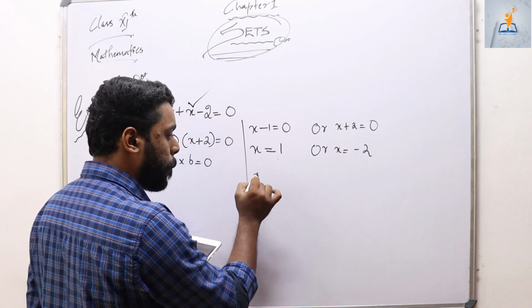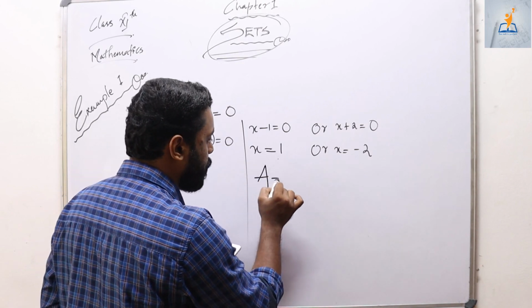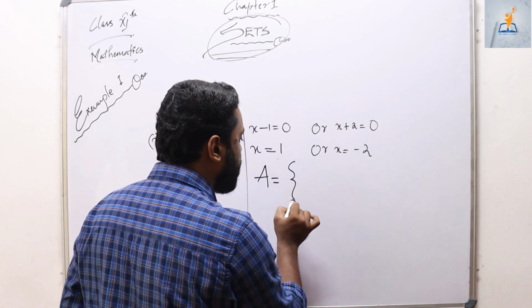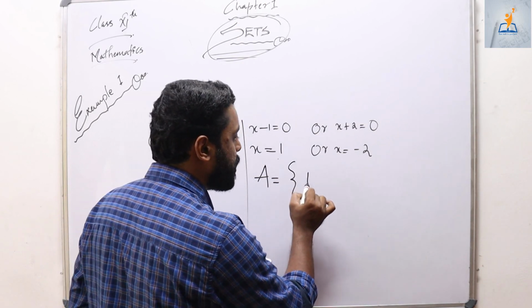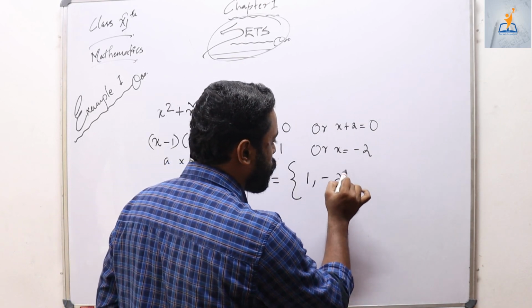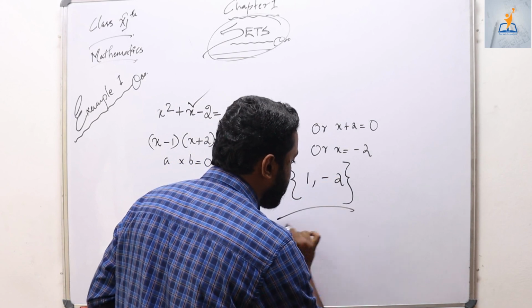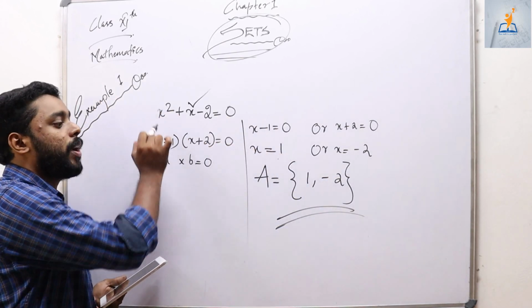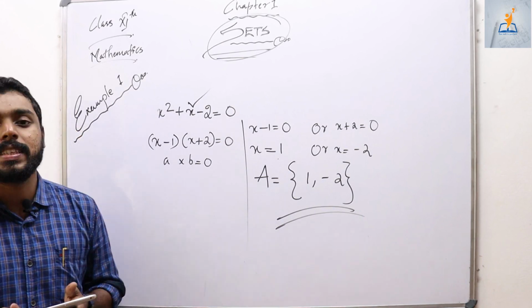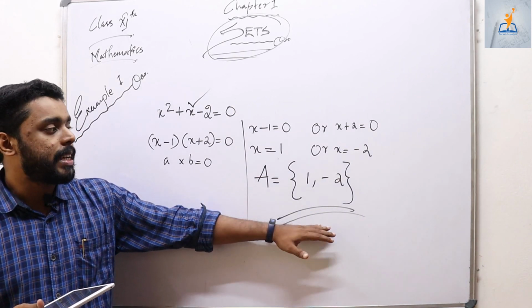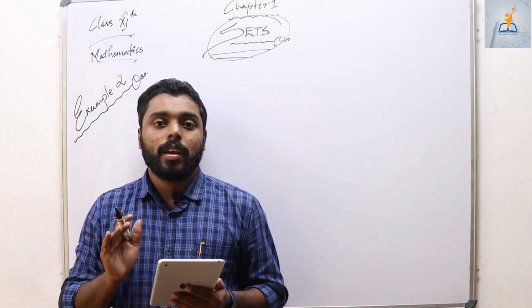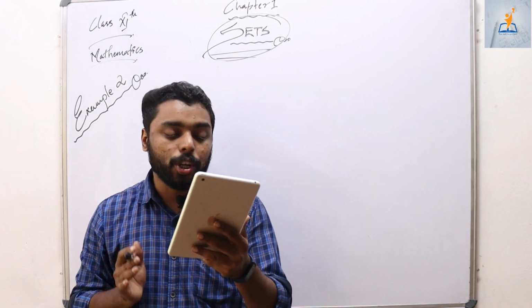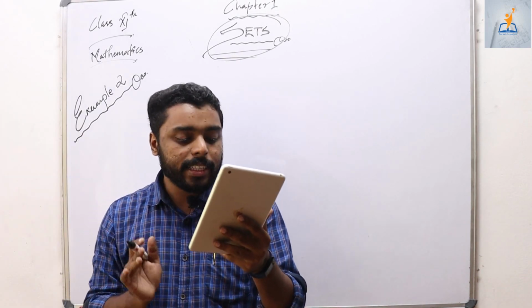So in order to represent it in the roster form, let me name that set as A, and in the roster form we can represent it as 1, minus 2 as the solution set of the equation in roster form. So this is the answer for example 1 of your textbook. Now coming on to example 2 of your textbook, write the set.